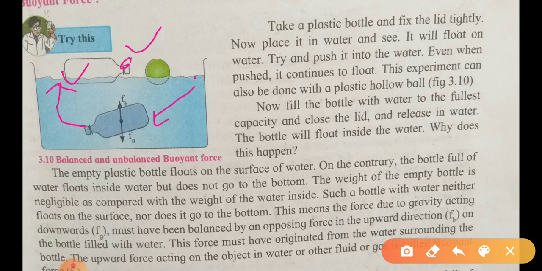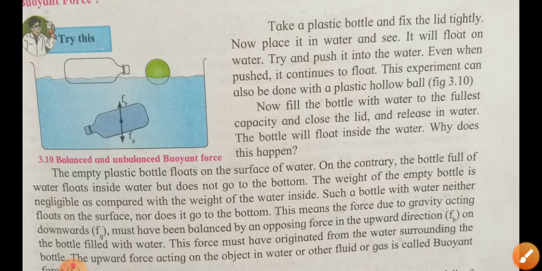This means the force due to gravity acting downward must have been balanced by an opposing force in the upward direction on the bottle filled with water. So this force which pushed the bottle in the upward direction is called the buoyant force. So this is called buoyant force.